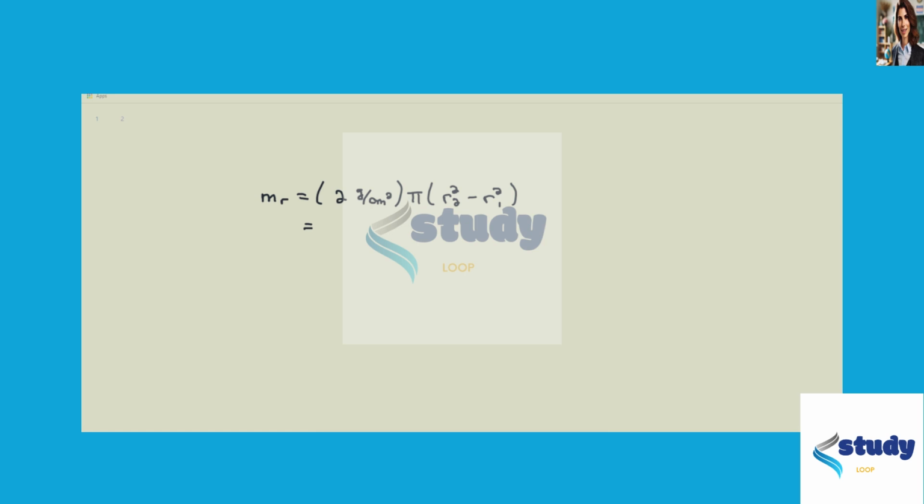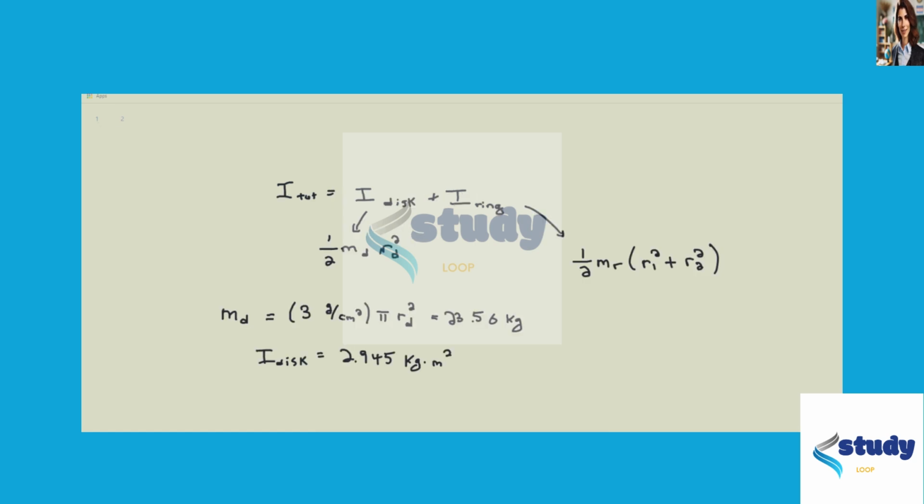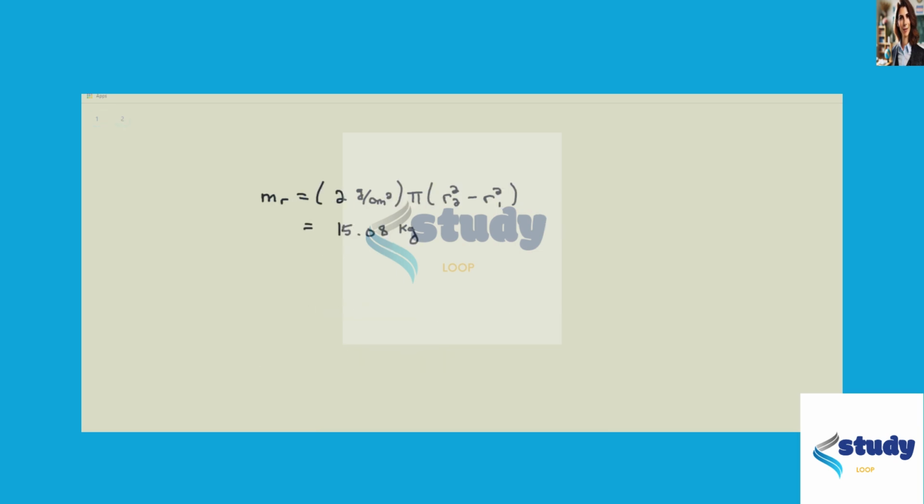If you do this correctly, you should get a mass of the ring of 15.08 kilograms. And then plugging this mass into this formula along with the radii gives that the moment of inertia of the ring is equal to 5.58 kilograms meter squared.